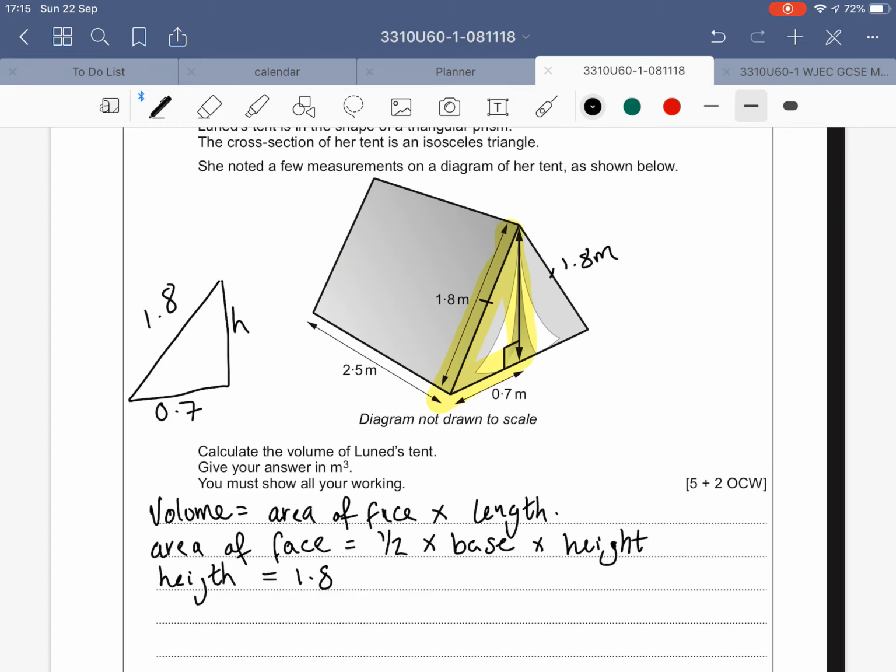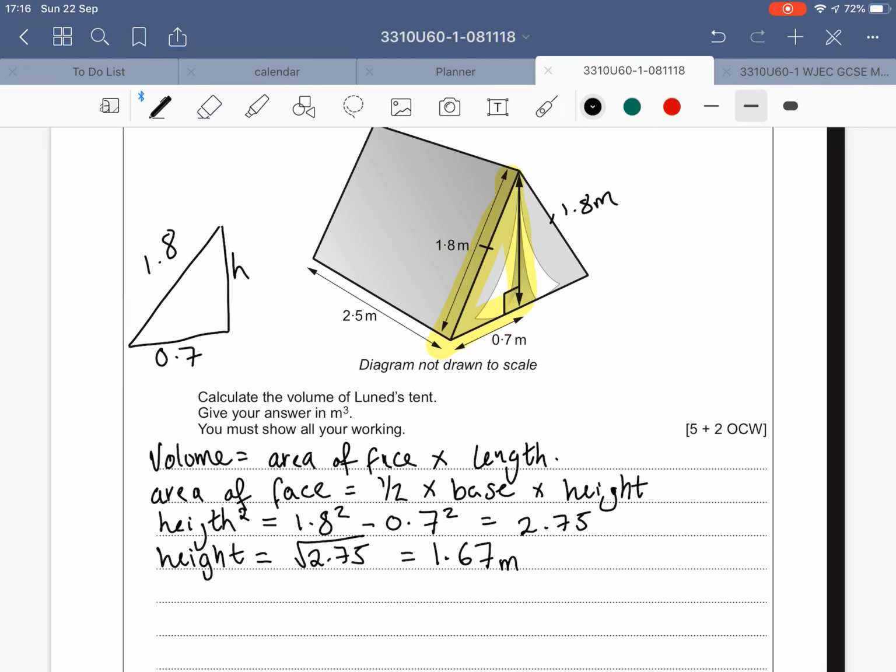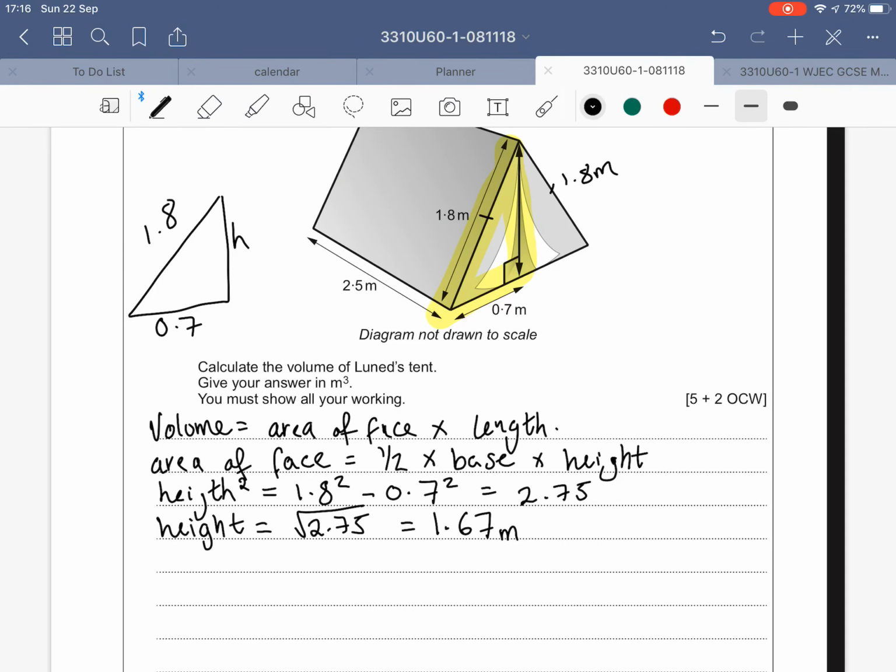So we do 1.8 squared take away 0.7 squared, which is 2.75. So that's the height squared. So the height of the face is the square root of 2.75, because obviously you've got the height squared. That is 1.67 meters. So I've got my height. I should be okay for the rest now.